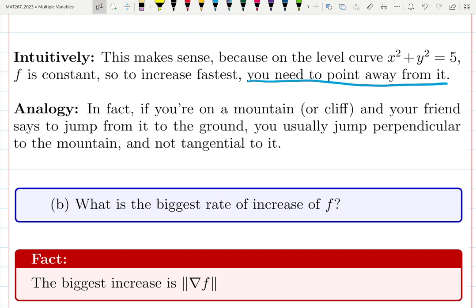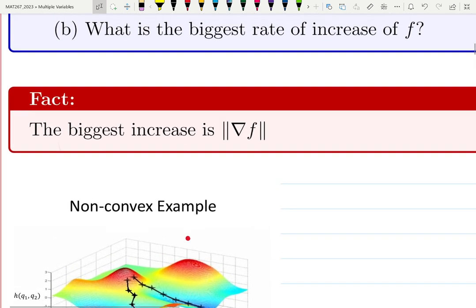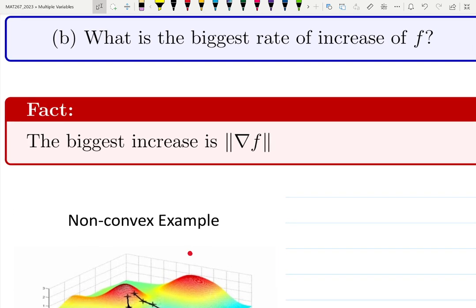So what is the biggest rate of increase of f? In your homework 11.5, they already asked this question. That's the size of the gradient vector, which means its magnitude. The biggest increase or decrease is the magnitude, or size, of the gradient. If the gradient shows you where it is faster to jump, move, fly, then the size of it will tell you what the biggest change will be.